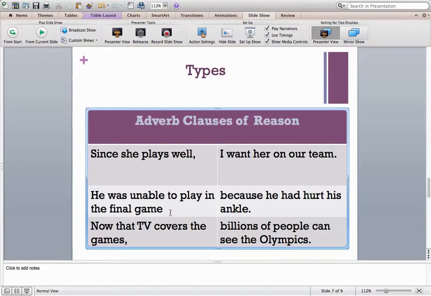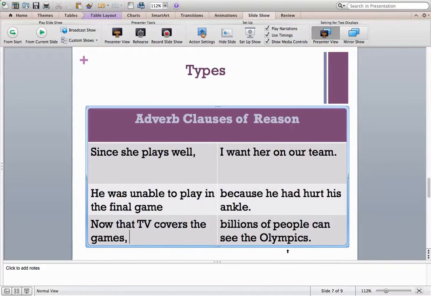He was unable to play in the final game because he had hurt his ankle. Here's the subordinator and the adverb clause, and the subordinator is in the middle, so no comma. You could also use since here. Now that TV covers the games, comma, billions of people can see the Olympics. Here the subordinator is now that. So you can also say, billions of people can see the Olympics now that TV covers the games.